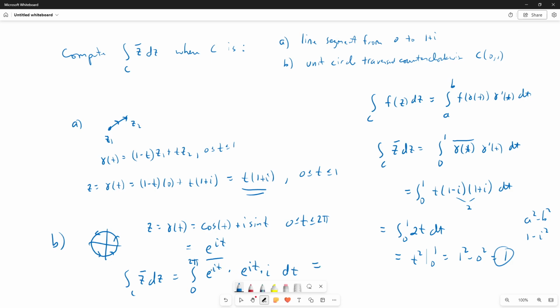Now e to the it times the conjugate of e to the it, any z times z bar is the magnitude of z squared, and the magnitude of e to the it is 1. So this is just the integral from 0 to 2 pi of 1 times i, which is i dt, and so that's 2 pi i.